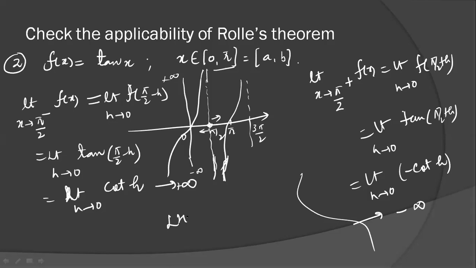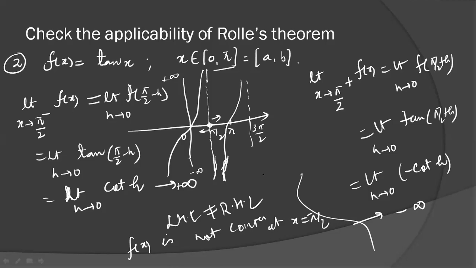It means LHL and RHL do not have the same tendency. One is tending to plus infinity and another is tending to minus infinity. So the limit does not exist. It means the function f(x) is not continuous at x equal to pi by 2. Another way to check: on drawing this graph, you have to lift the pen at pi by 2. At pi by 2, you draw this asymptote line. When you draw this curve, you have to lift the pen. It means at pi by 2 the function is not continuous. Not continuous at pi by 2, which lies between 0 to pi. It means we cannot apply Rolle's theorem on this function in this given interval.